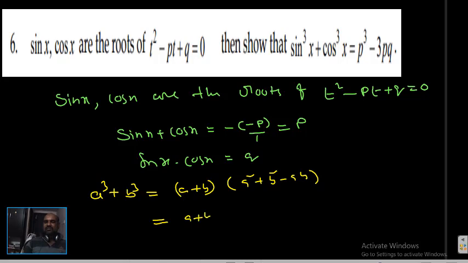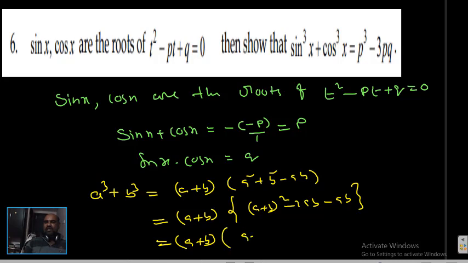That's why a square plus b square is written as (a plus b) whole square minus 2ab, and then minus ab. So this is a plus b into (a plus b) square minus 3ab. So finally what I got: a cube plus b cube equal to (a plus b) into ((a plus b) whole square minus 3ab).